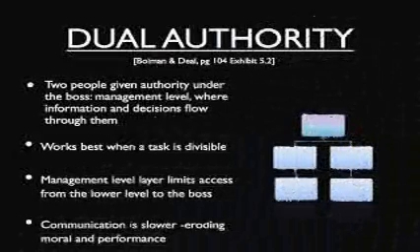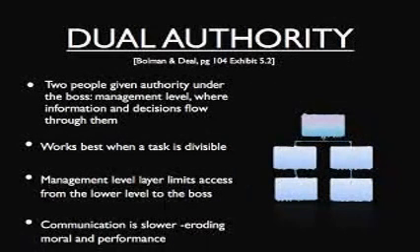The next configuration is dual authority. This structure gives two people authority under the boss. So there's a management level that exists, and information and decisions ultimately flow through them. They also supervise the subordinates underneath their level. As well, information and decisions flow through that middle management level.